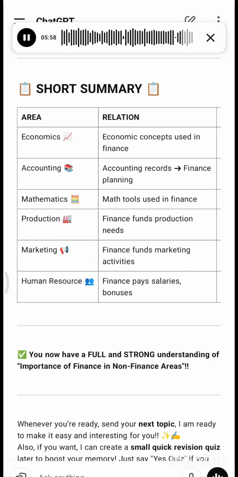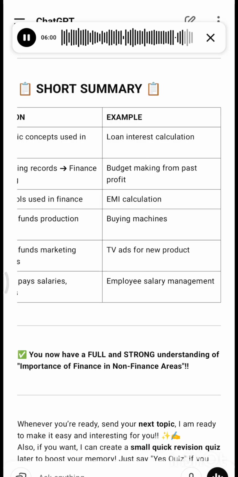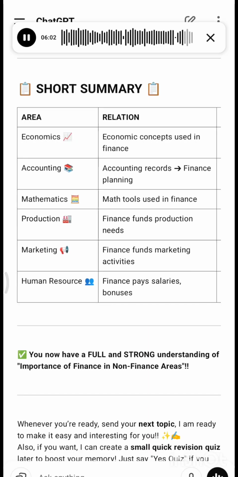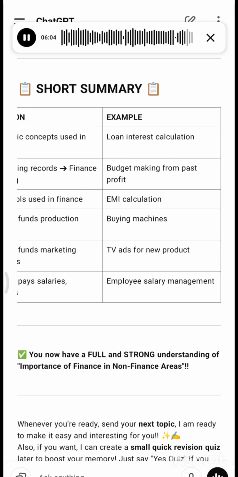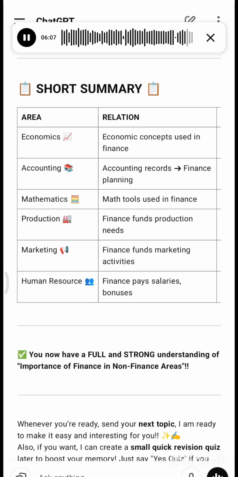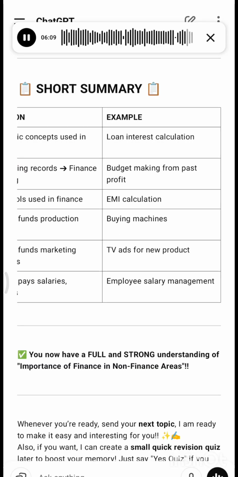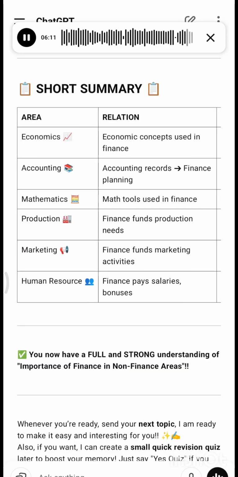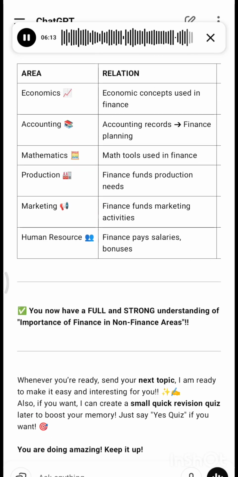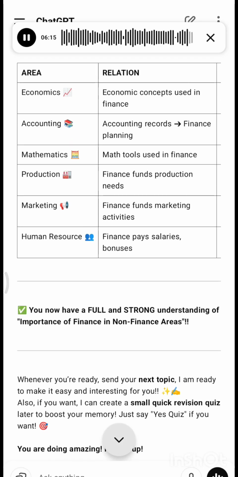Finance funds production needs, like buying machines. Marketing: finance funds marketing activities, like TV ads for a new product. Human resource: finance pays salaries, bonuses, and manages employee salaries. You now have a full and strong understanding of the importance of finance in non-finance areas.